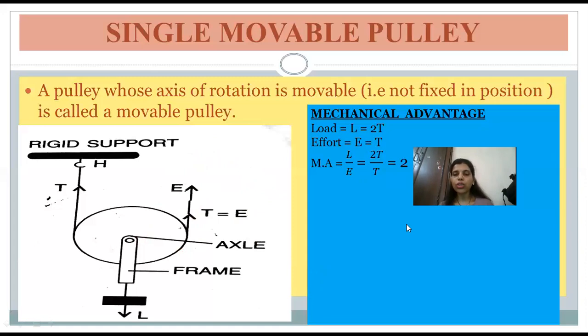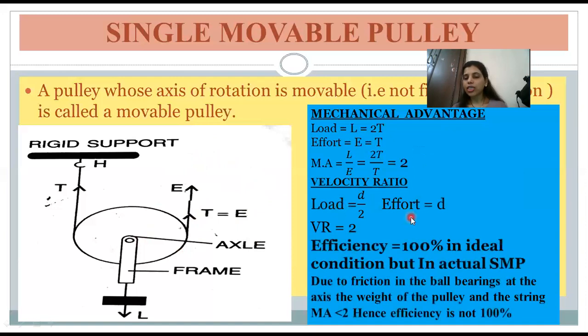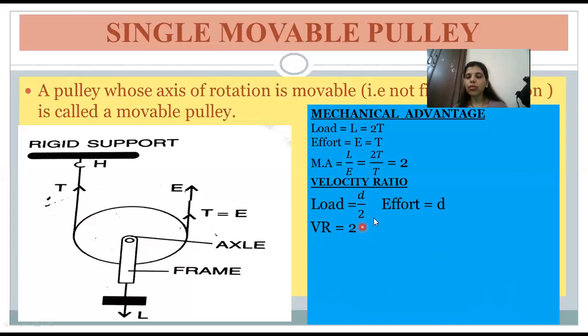Now we go to the next part of it. The next part is velocity ratio. As you can see, velocity ratio is dE upon dL. We have seen the formula in the last video. dE means distance covered by the effort, and with that distance, how much is the distance the load moved. So if you move the effort by 1 meter, the load is moved with the help of two tensions.